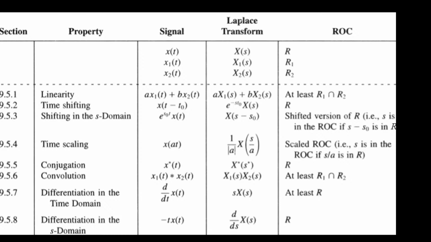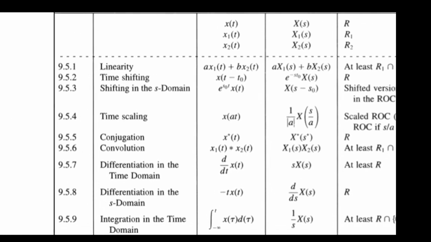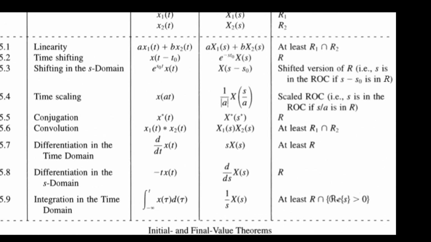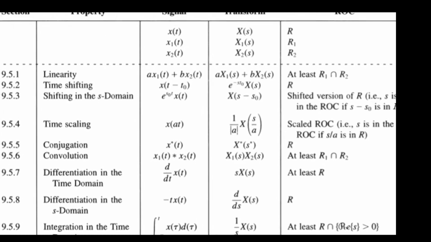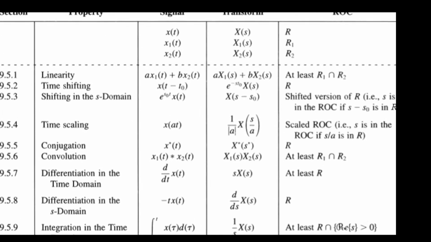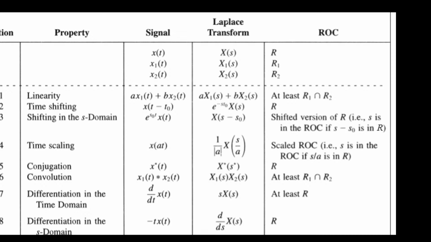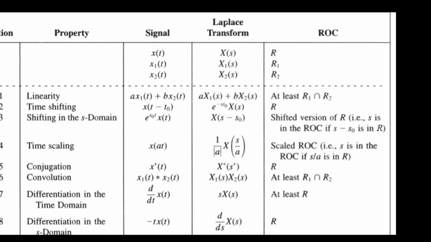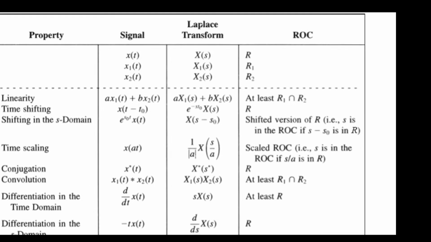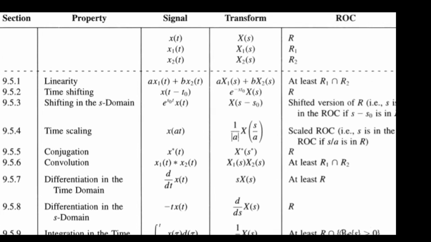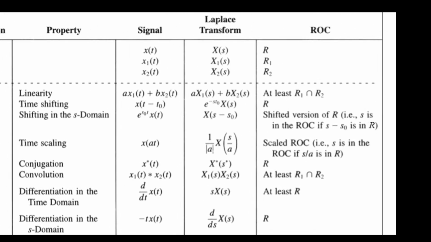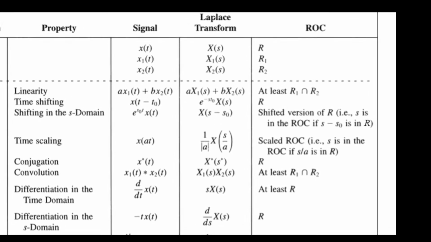So signal small x goes to big X with ROC R, and small x1 goes to big X1 with ROC R1, small x2 goes to big X2 with ROC R2. And so here, I think are all the properties we talked about today. So linearity: a small x1 plus b small x2 goes to a big X1 plus b big X2. And the ROC is at least the intersection between R1 and R2. And then we do time shift. t goes to t minus t0, then you get e to the minus s t0 times big X, and ROC doesn't change.